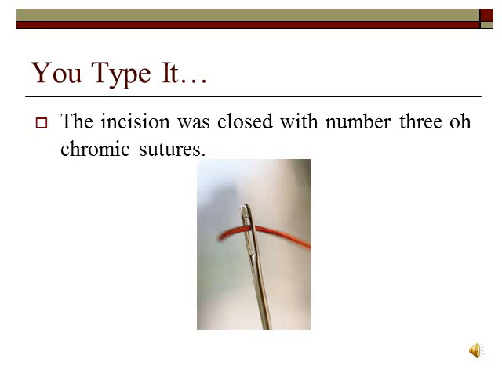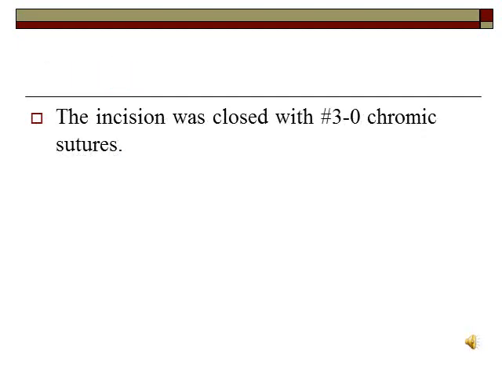Here's our next U-type sentence. The incision was closed with number 30 chromic sutures. We're going to talk a minute about suture material in our next slide here, but notice with number in this situation, we're going to do the number sign 3-0, and it is a 0 on our keyboard, not the letter O.